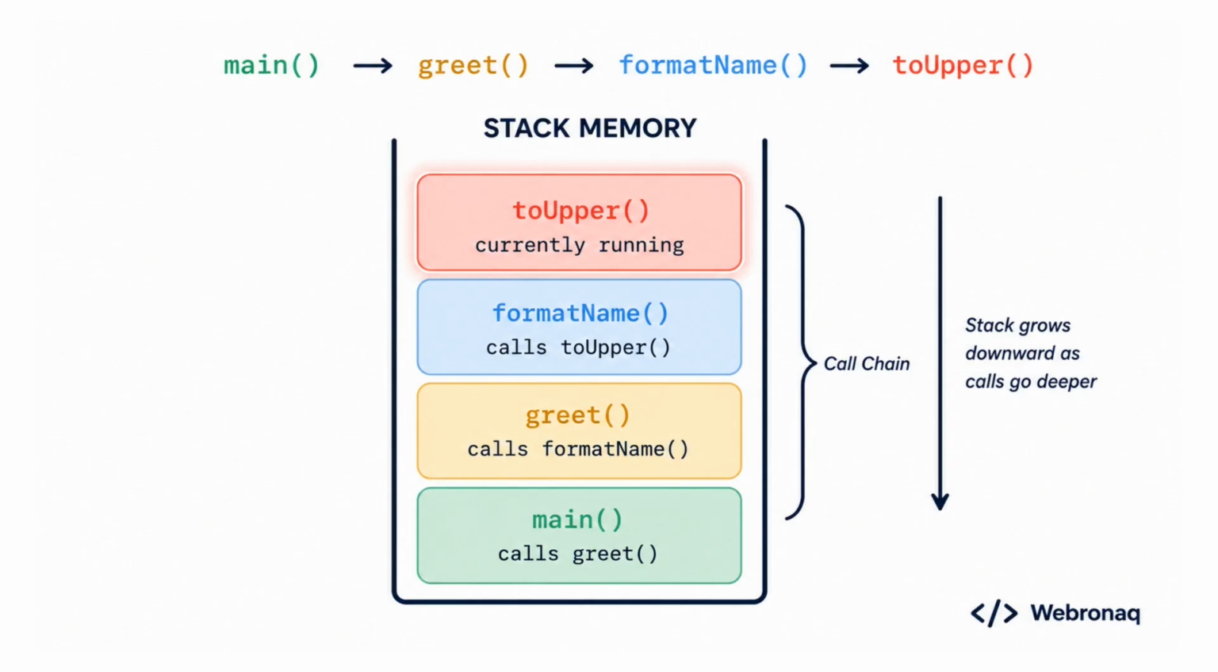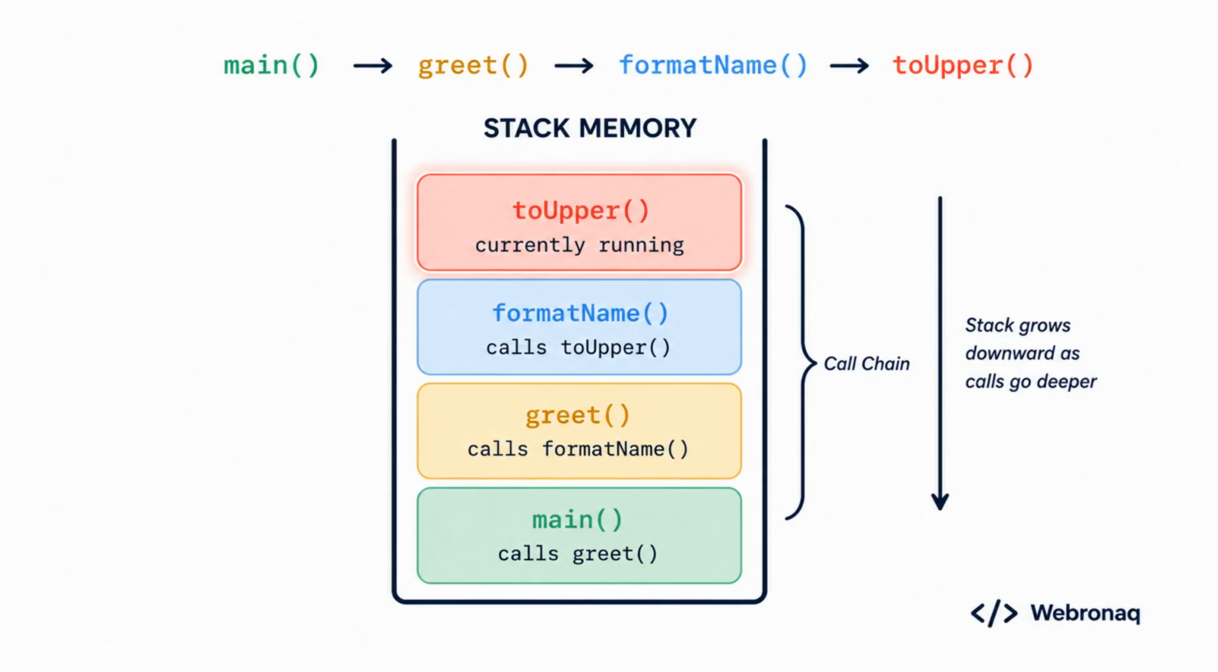Now here's the elegant part. When to upper finishes, its frame pops off, and control returns to format name. When format name finishes, its frame pops off, and control returns to greet. And so on, all the way back down to main. Each function quietly resumes from exactly where it paused, because that return address was waiting in its frame the whole time. This is why LIFO is the perfect design for function calls. The function that was called most recently is always the one that needs to finish first before anything above it on the call chain can continue. The stack enforces that order automatically.